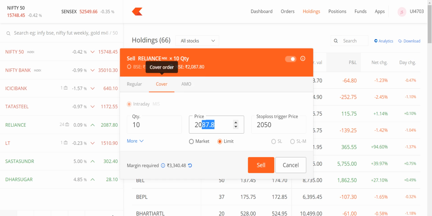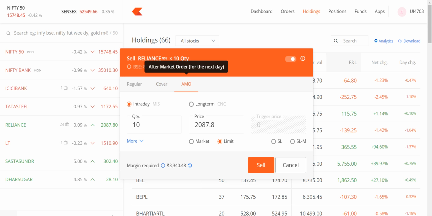Here the additional thing as compared to the regular order is that you have the option of putting the stop loss along with the buying price. So in one order you will place your buying price as well as your selling price. So here your order gets executed with the buying as well as the selling price. Okay.